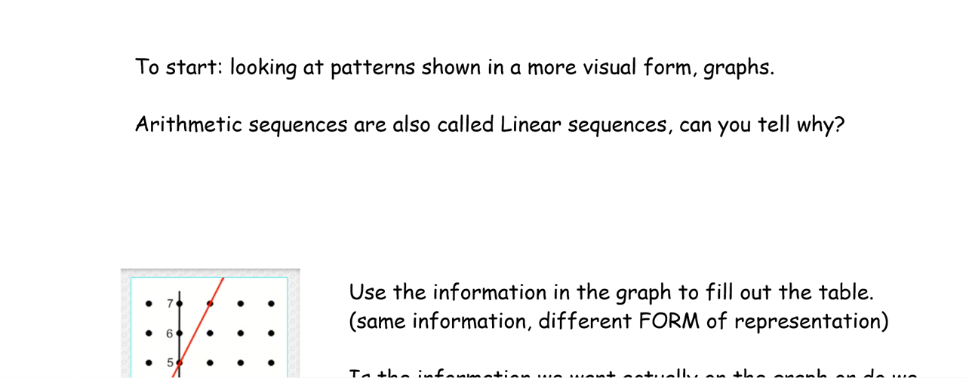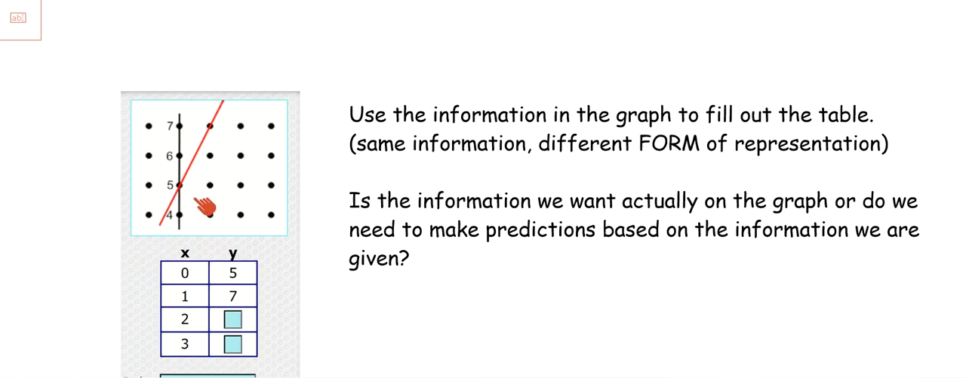Arithmetic sequences are also called linear sequences. Can you tell why? Because if you graphed it out, it would make a linear line across the graph. If you graph it, okay, you get a straight line. That's why they're also called linear.